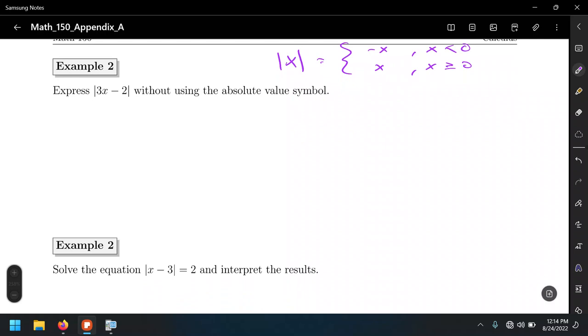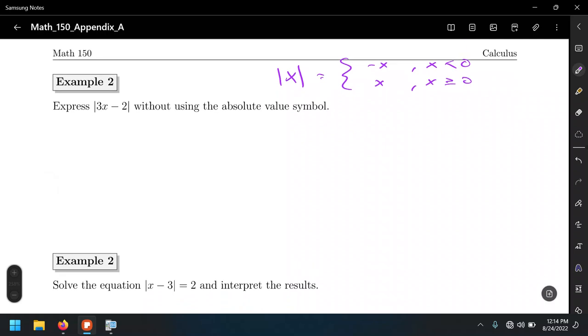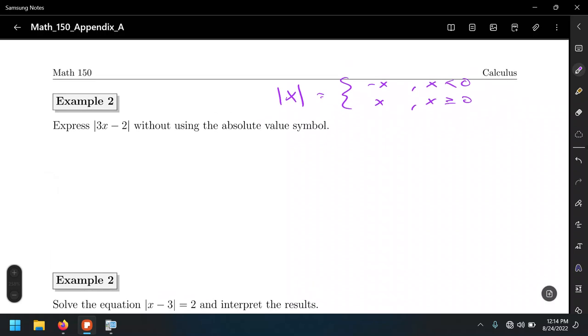All right, now how are we going to describe this without using absolute values? In this case, instead of x, we have a 3x minus 2. So let me rewrite this.